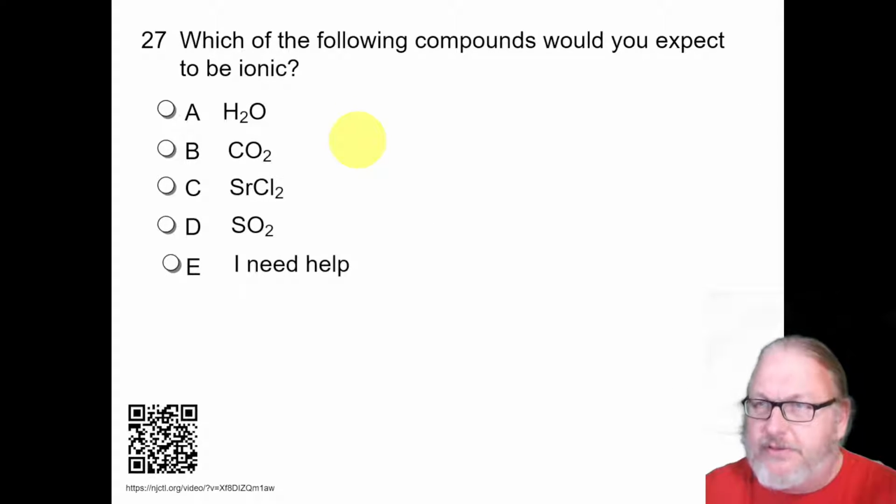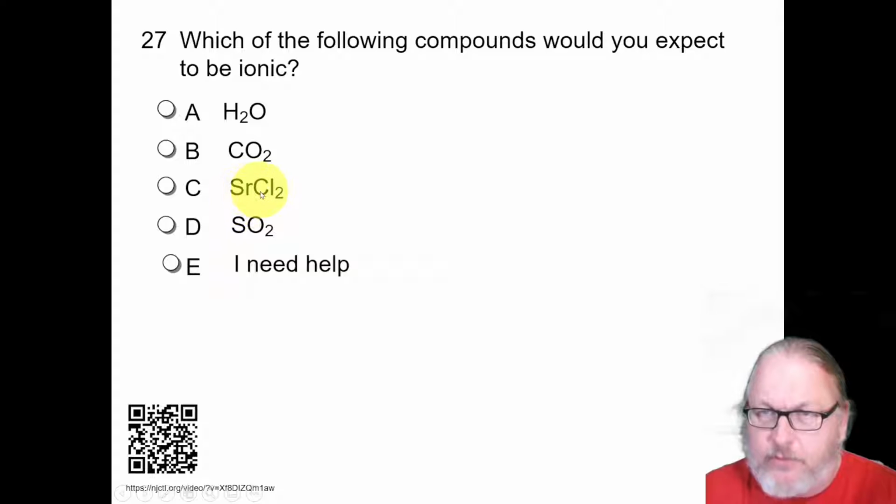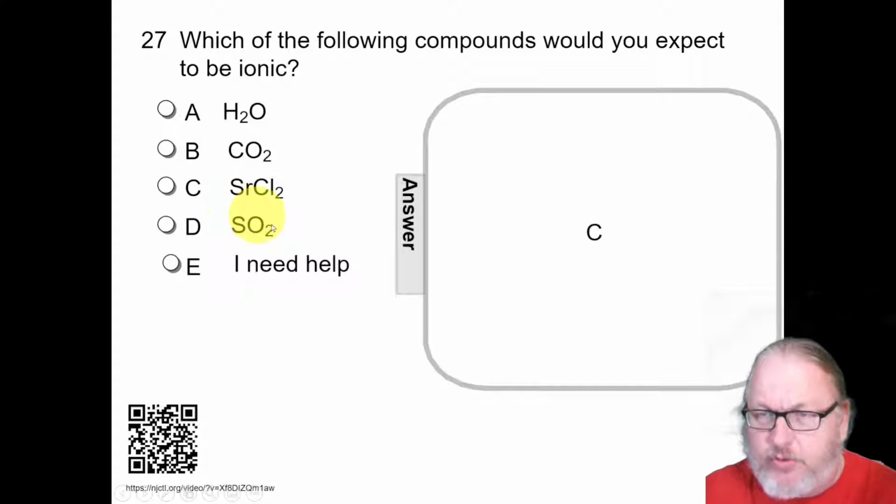Which of these compounds would you expect to be ionic? Now again, we're looking for a metal and a nonmetal. Pause. And of course, you guys chose C, strontium and chloride.